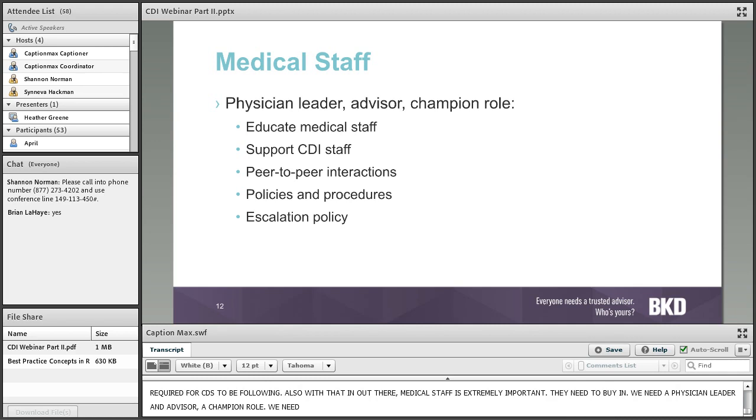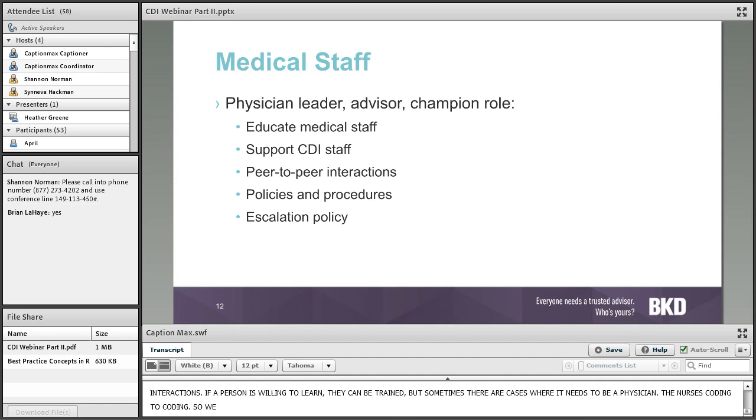Also with that, for my C-suite out there, medical staff, this is extremely important. They need to buy in. We need a physician leader, an advisor, a champion role. We need that person to step in and work with the physicians that don't like to get queries, that don't understand what the process is and why it's happening. And if they disagree with something that's going on, the medical staff as well as the CDI staff need somebody who can help collaborate between the two of them so that that information can be successful.